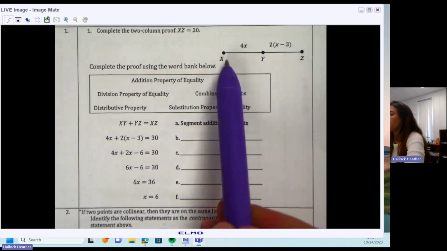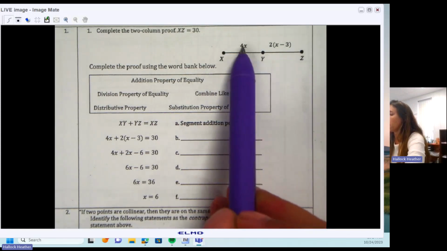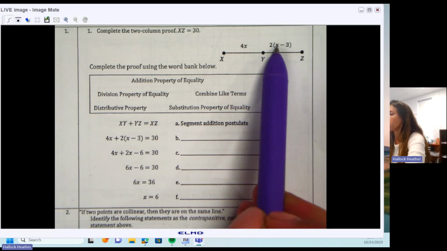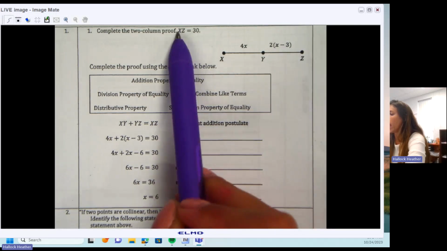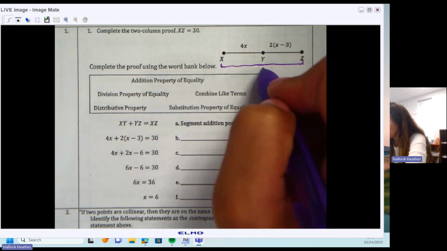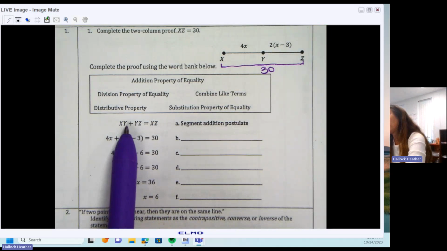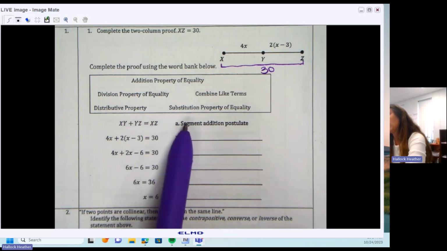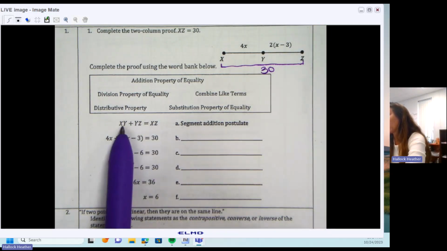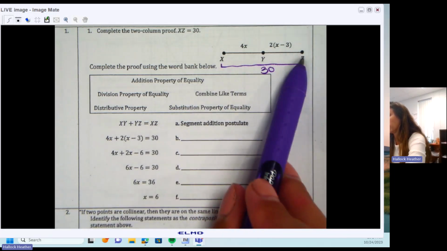So I'm given my picture x, y, y to z. I know x, y is 4x, y, z is 2 multiplied by x minus 3. And I know x, z, this entire length from here to here, is actually 30 because they give me that. So the first step they have filled out for us, this is using segment addition postulate. So they're just writing out the picture x to y plus y to z equals x to z.